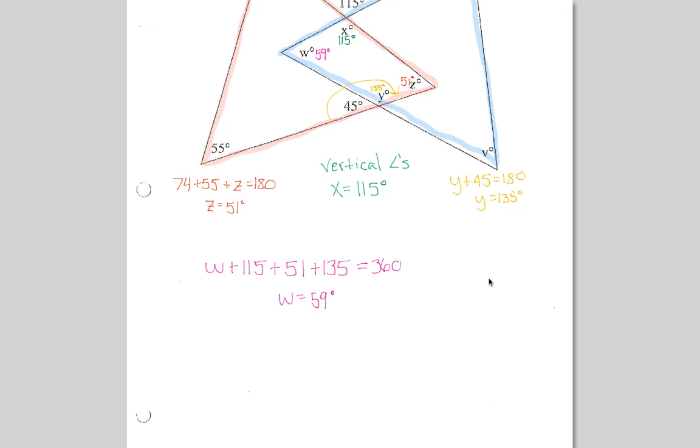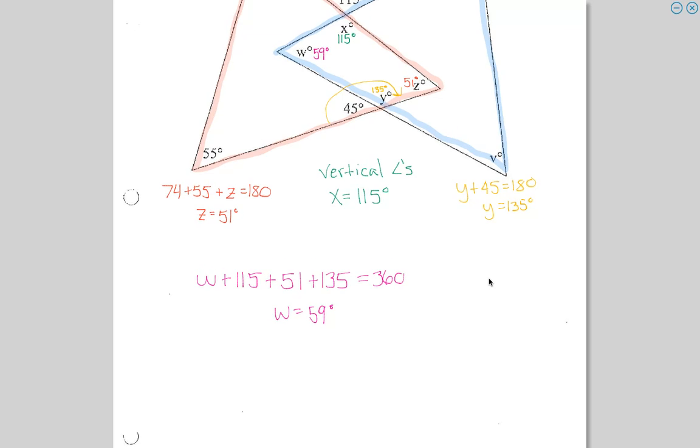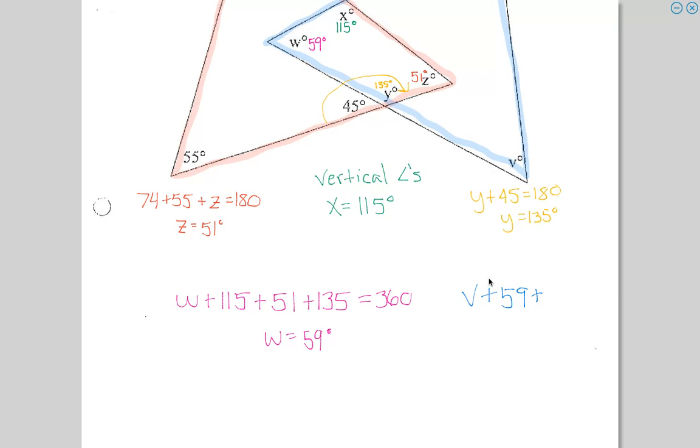And now we can find V. Because V plus 59 plus 72 should equal 180. So V is 49.